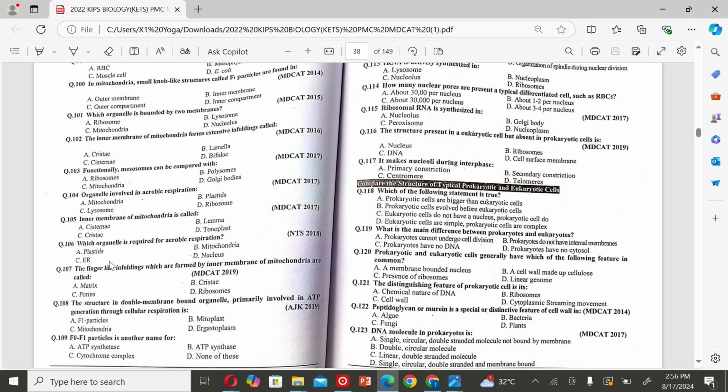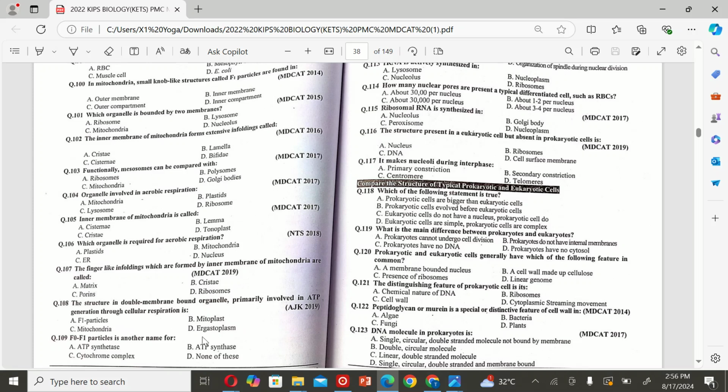The next MCQ is: which organelle is required for aerobic respiration? A. Plastids, B. Mitochondria, C. Endoplasmic reticulum, and D. Nucleus. So the correct option is B. Mitochondria. The next MCQ is: the finger-like unfoldings formed by the inner membrane of mitochondria are called A. Matrix, B. Cristae, C. Porins, and D. Ribosomes. So the correct option is B. Cristae.